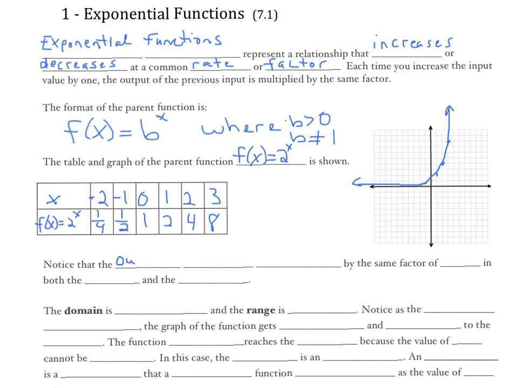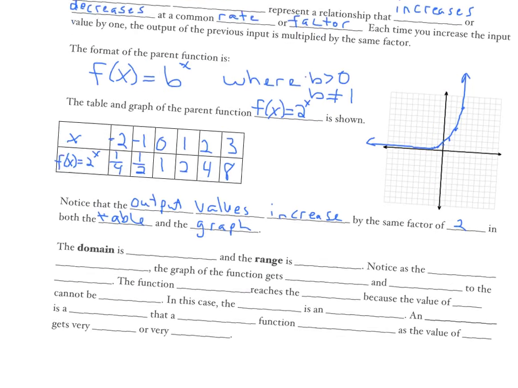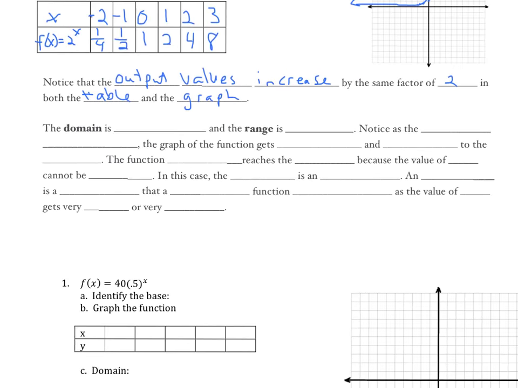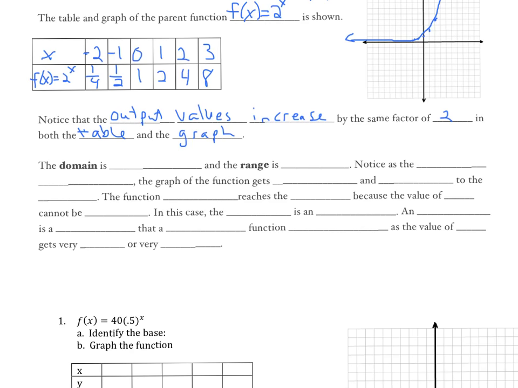Notice that the output values increase by the same factor of 2 in both the table and the graph. Let's take a look at the domain. The domain is all real numbers because we can pick any x value, and the range is y greater than 0 because we never cross the x-axis.